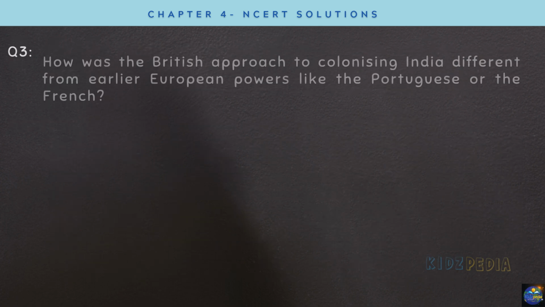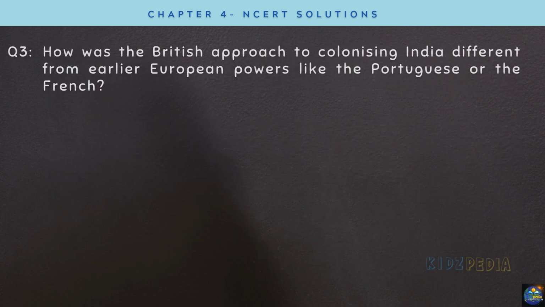Now, third question. How was the British approach to colonizing India different from earlier European powers like the Portuguese or the French? So here you need to compare the British method of colonizing India with that of earlier European powers like the Portuguese and the French.